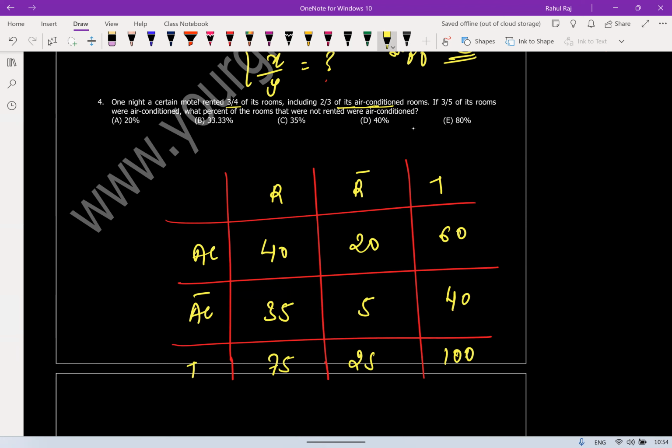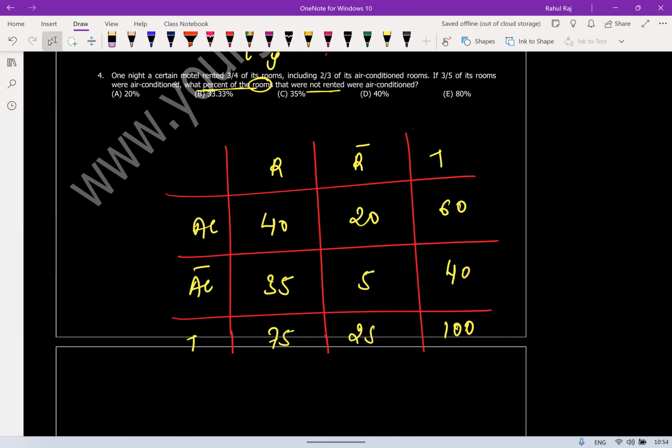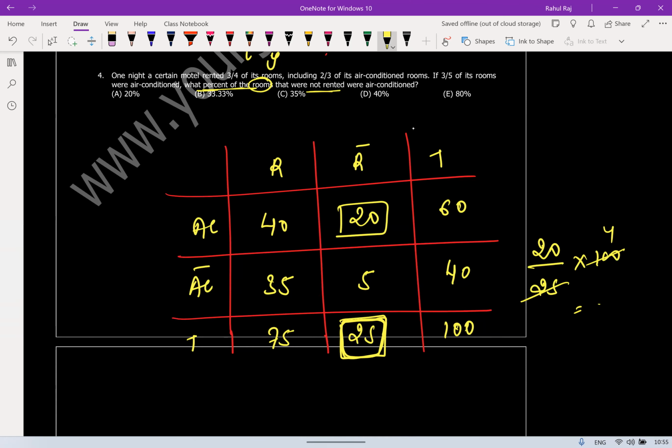Now getting this is pretty simple, but you have to concentrate on the question very properly. It says what percent of the rooms that were not rented were air conditioned? So how many rooms were not rented? So total room is 25 and were air conditioned, that is 20. So the answer is 20 over 25 into 100. That is 80%. Check.